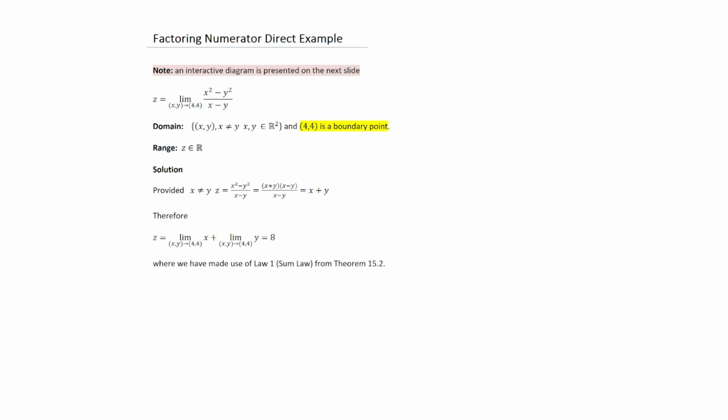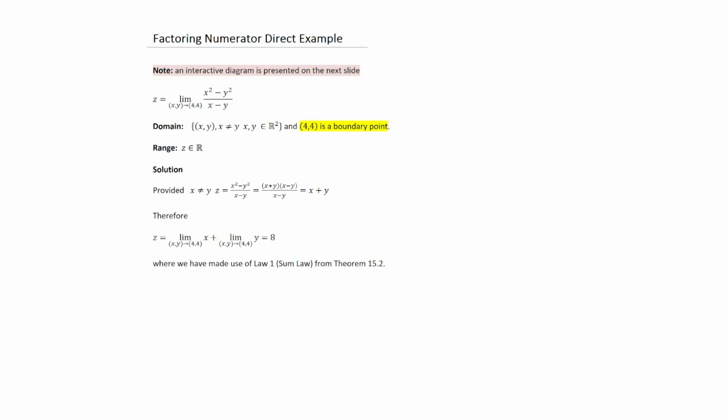You're given that the function z is (x squared minus y squared) over (x minus y), and you're interested in determining what the limit is as (x, y) approaches (4, 4). Now, always look at the denominator because that's already a telltale sign that we might be in trouble. And sure enough, (x, y) = (4, 4) would give you a denominator of 0, which means we have a problem. And so we call (4, 4) a boundary point.